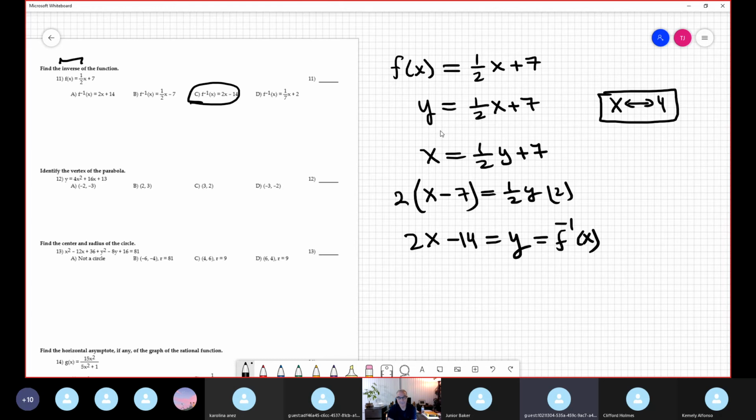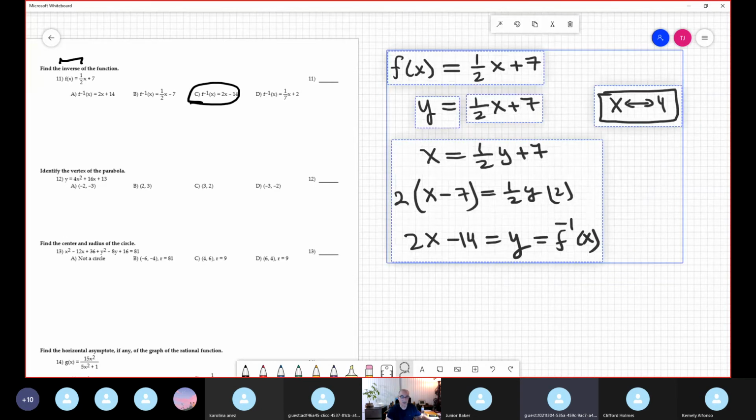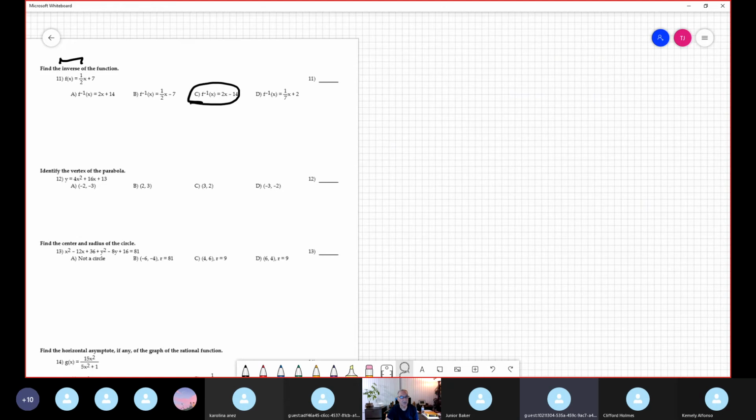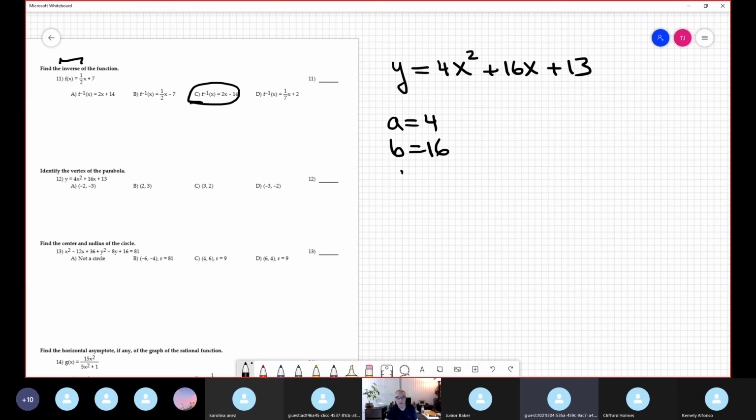Easy, eh? Question number 12 is a parabola, a quadratic function. They want to find the vertex. Remember, this is the quadratic function: 4x squared plus 16x plus 13. A is 4, B is 16, and C is 13. And this parabola is obvious that when A is positive, it opens up.